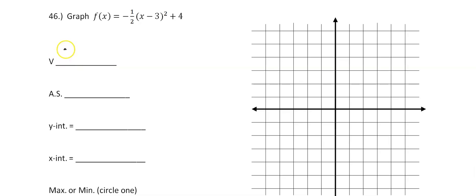Vertex form, it's the opposite of this guy, so that's a 3. And then the other guy just as it is, that's a 4. Axis of symmetry is x equals the x value from the vertex. The y-intercept of any function ever, you plug a 0 in for x.